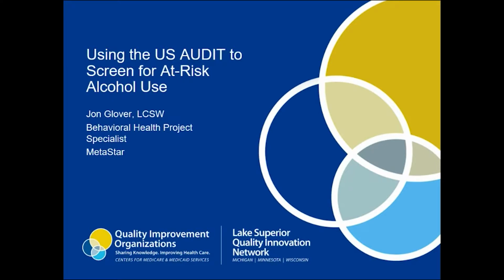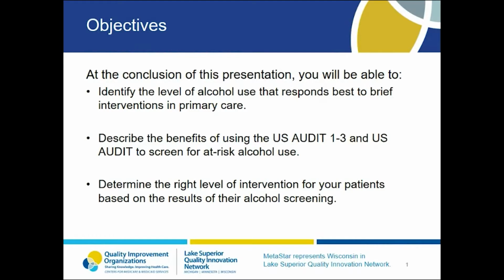Today we'll be talking about using the US Audit to screen for at-risk alcohol use in primary care practices. Our objectives for today are for you to be able to identify the level of alcohol use that responds best to brief interventions in primary care, describe the benefits of using the US Audit 1 through 3 and US Audit to screen for at-risk alcohol use, and determine the right level of intervention for your patients based on the results of their alcohol screening.